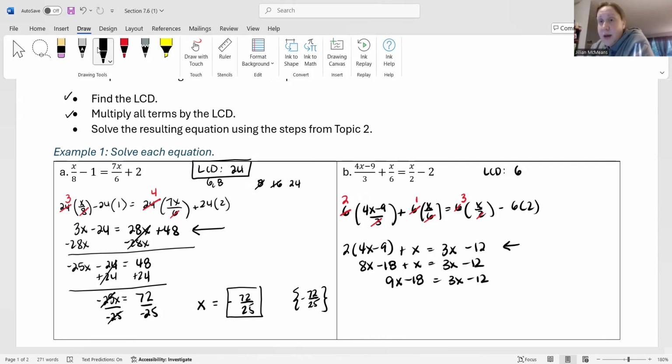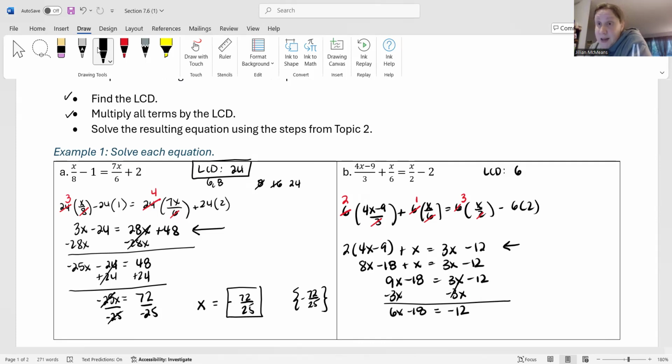We want to get all of our x's to the left, all of our constants to the right. So let's start with the x's. I want to move 3 x's to the left. I do that by subtracting. So 9x minus 3x is 6x. Drop down your minus 18 and your equals. And then on the right, 3x minus 3x is 0, and 0 minus 12 is negative 12.